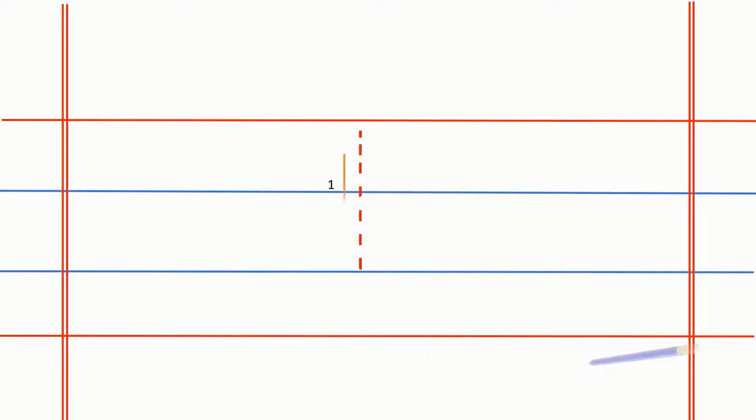Start from the red point. Draw a straight line downwards. Then draw a straight line on the top.